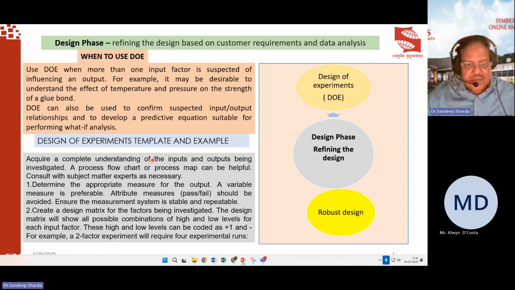To acquire a complete understanding of the input and output being investigated, a process flow chart or process map can be helpful and should be consulted. Determine the appropriate measure for the output. A variable measure is preferable; an attribute measure should be avoided. Ensure the measurement system is stable and repeatable, and create a design matrix for the factors being investigated. The design matrix will show all the possible combinations of high and low levels for each input factor. These high and low levels can be coded as +1 and -1. For example, a two-factor experiment will require four experiment runs.